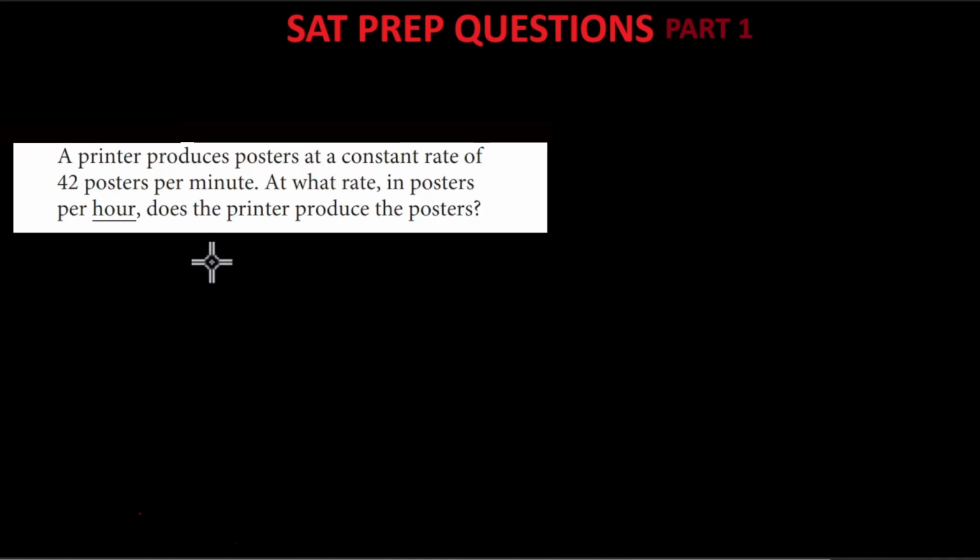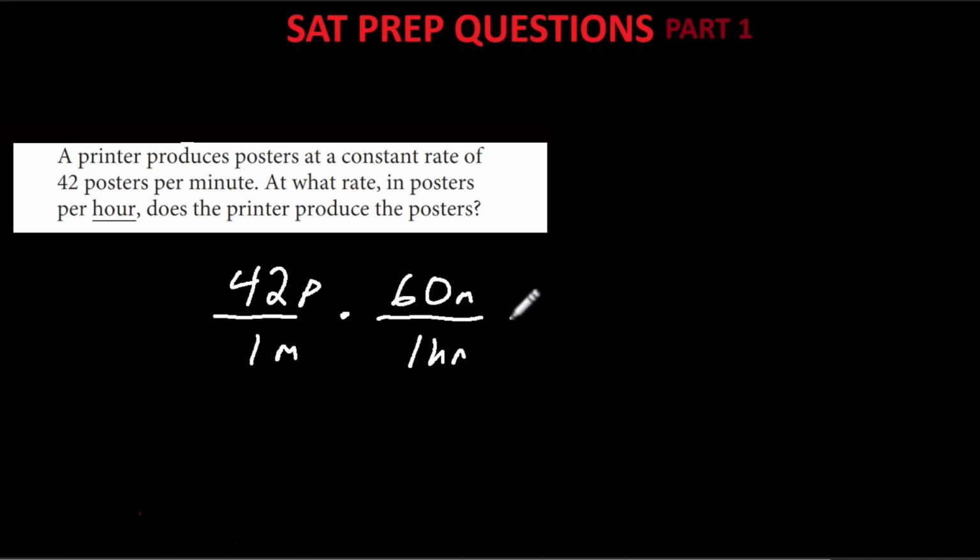Printer produces posters at a constant rate of 42 posters in 1 minute. And it wants to know how many in 1 hour. Well, in order to convert this, I want to convert minutes to hours. And there are 60 minutes in 1 hour. When I multiply straight across, I get 2,520 posters in 1 hour.